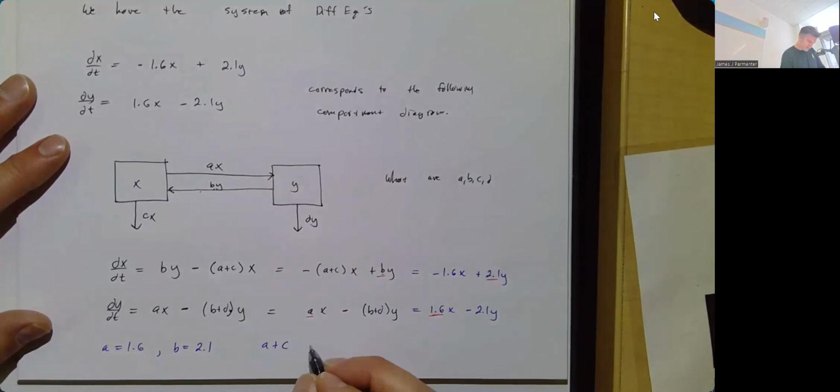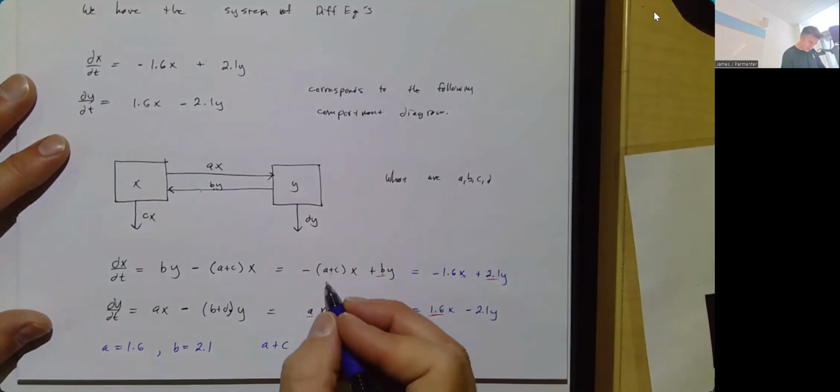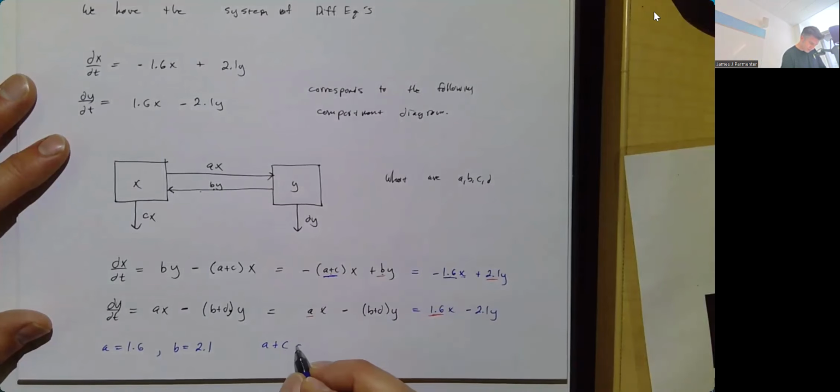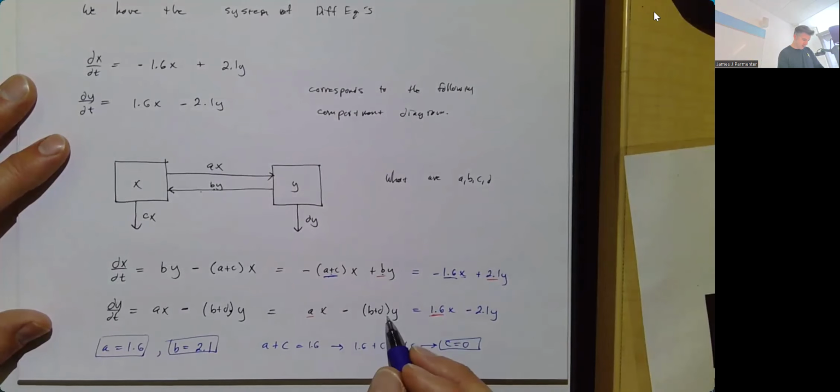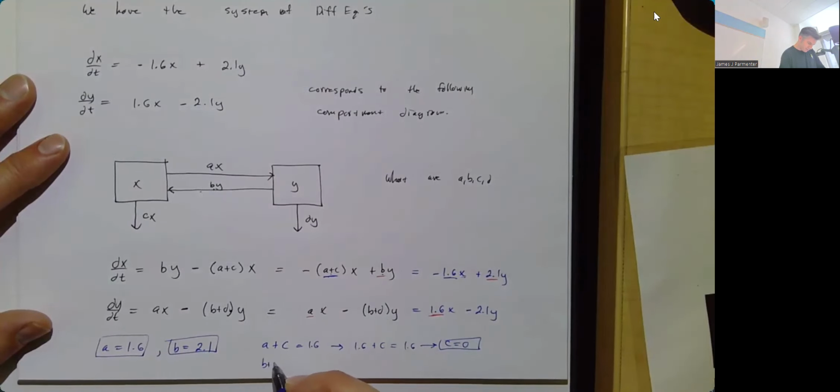So if A plus C has to equal 1.6, but we know that A is 1.6, then that's going to mean that C is equal to 0. And I think similarly, we will get D equal to 0 because B plus D has to equal 2.1. But we know that B is equal to 2.1, which means that D is going to equal 0.